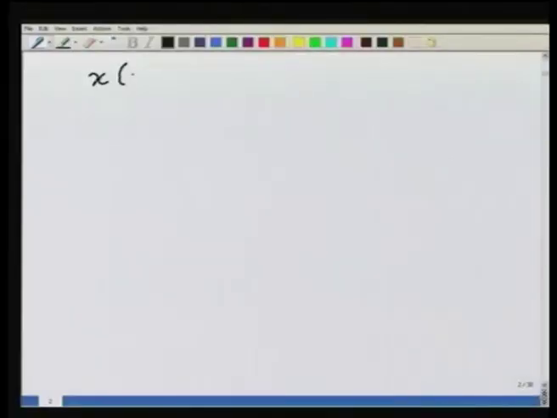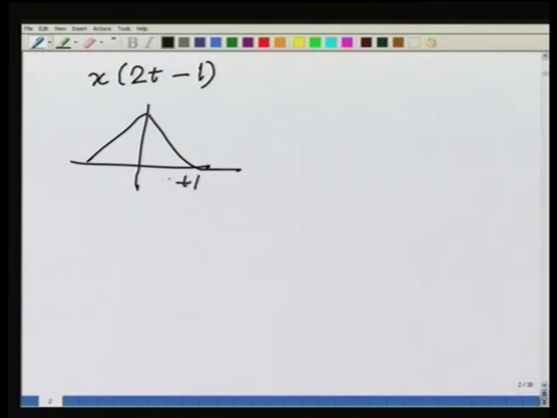Another example, what happens to x of 2t minus 1 for the same function x t. Let us just redraw x t on the side for convenience. And make an attempt to plot x of 2t minus 1 over here.